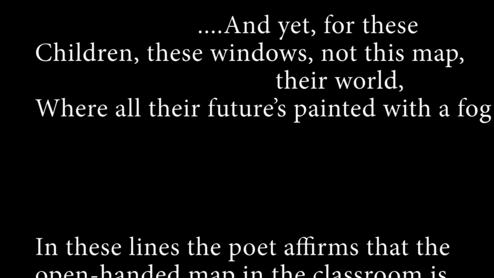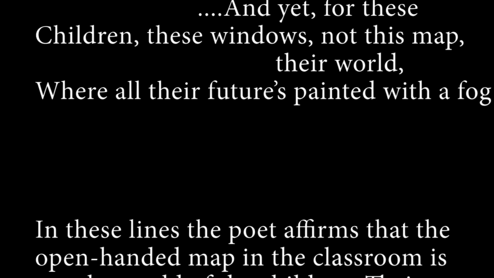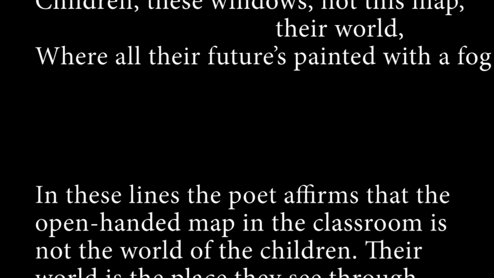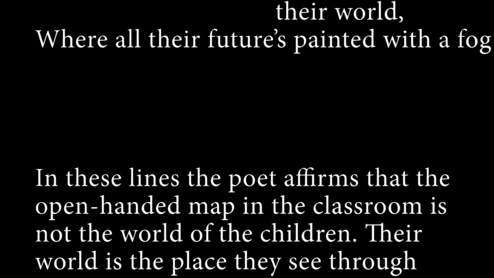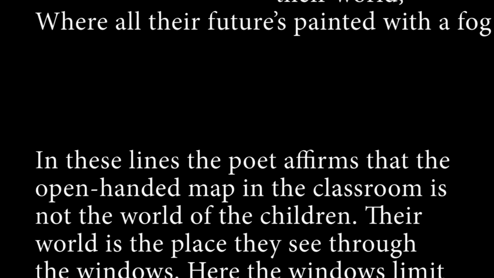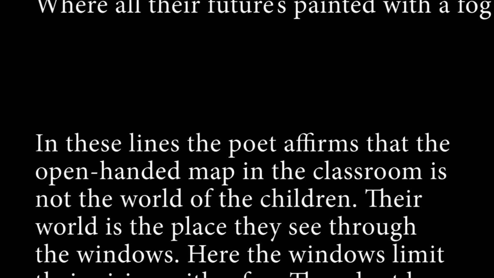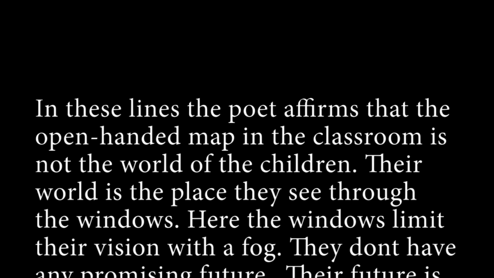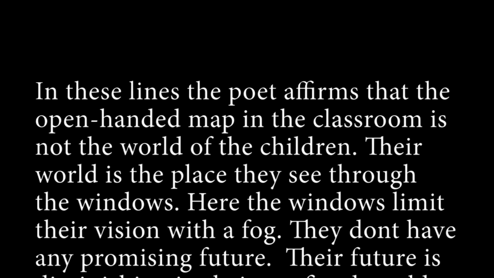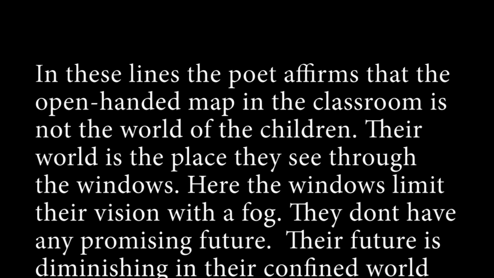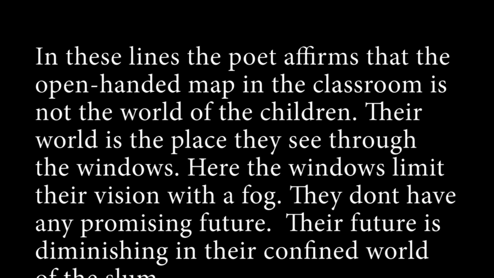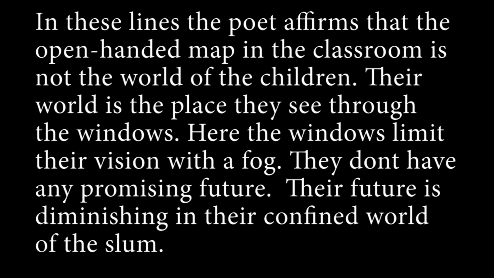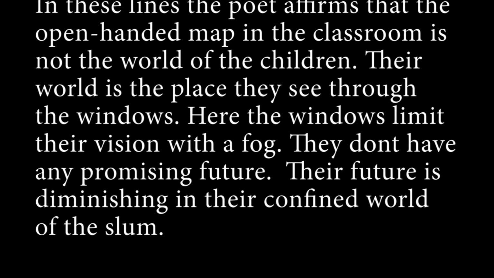In these lines, the poet affirms that the open-handed map in the classroom is not the world of the children. Their world is the place they see through the windows. Here, the windows limit their vision with a fog. They don't have any promising future. Their future is diminishing in their confined world of the slum. That is what the poet tries to convey through these two lines.